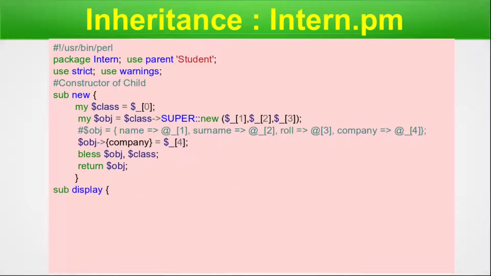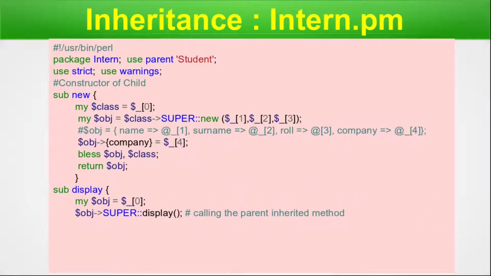Okay, and next we write sub display here, and in this line I am instantiating the parent display subroutine by super::display. Okay, and also I am printing the additional attribute. The benefit of inheritance is that I do not have to write the code explicitly again for everything. I just call the display function that has been defined in the parent class.